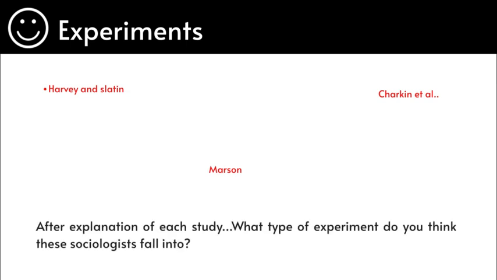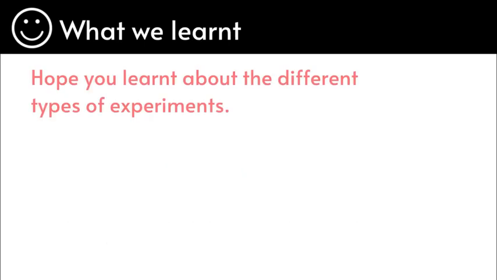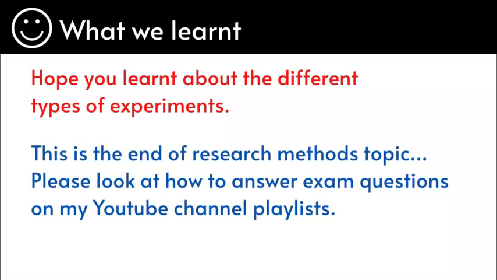After explaining each study, I want you, in the comment section, to write what type of experiment you think these sociologists fall into. Are they field experiments, lab experiments, or another type of experiment? I will see if you are right. I hope you've learned about the different types of experiments, and this is the end of the research methods topic.